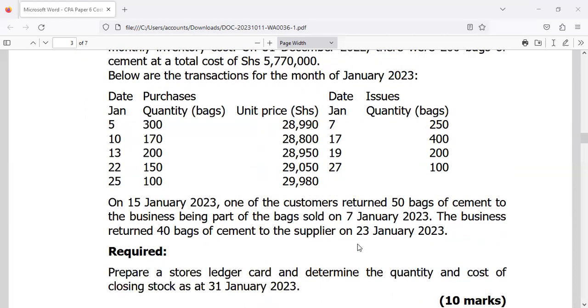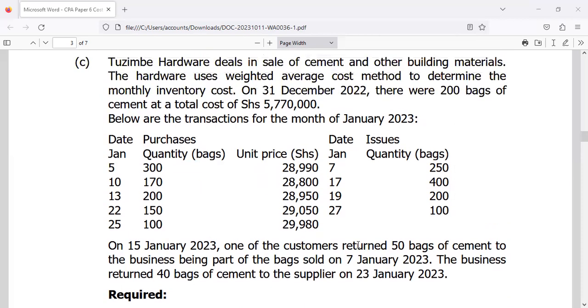What are we required to do? Prepare a store's ledger card and determine the quantity and cost of closing stock as at 31st January 2023. Of course, you have 10 marks there. So let's see how we can work on this. You have to prepare what we call a store ledger card, and the method you're going to use is the weighted average cost method.